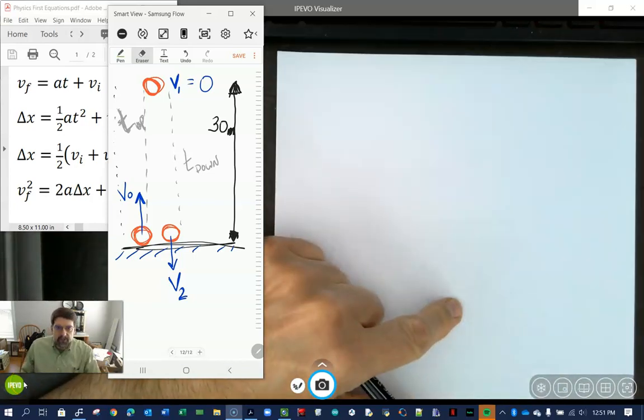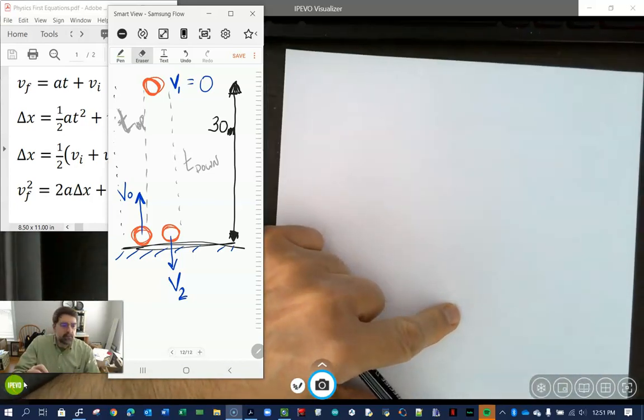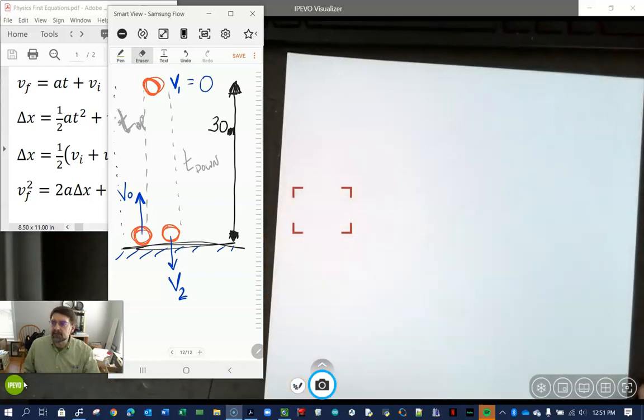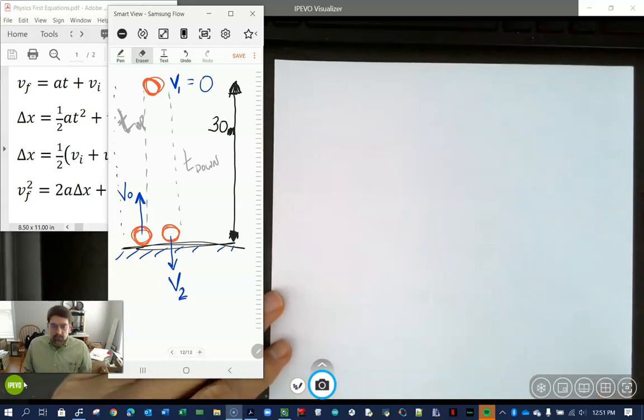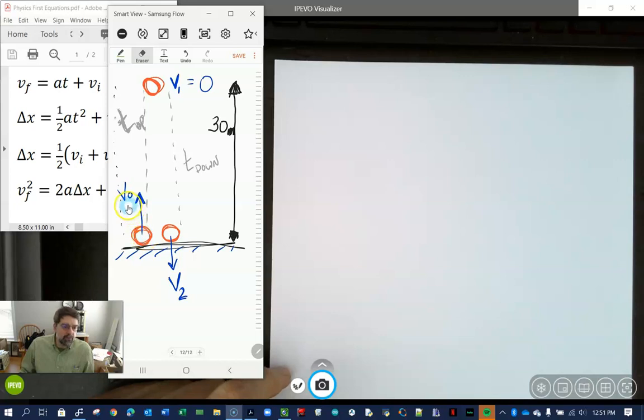Okay, let's debrief the problem that we had at the end of class, and we didn't have the chance to debrief in class itself. So the question here is, we have a ball that we're going to toss up with a certain speed that I call v0. The ball is going to travel up to a high point, 30 meters above the earth. It's going to stop. It's going to fall back down to the earth.